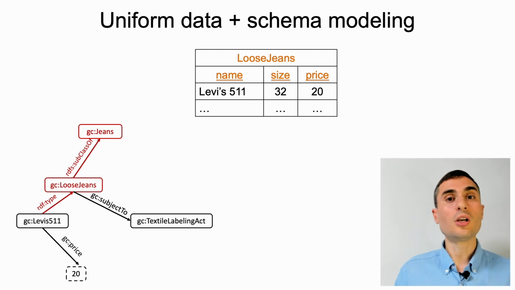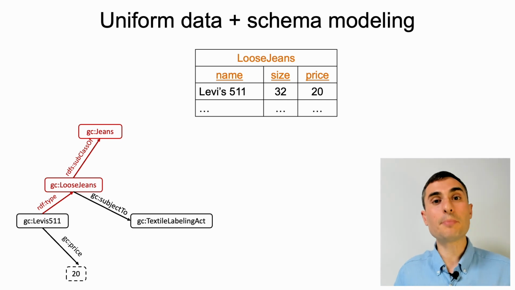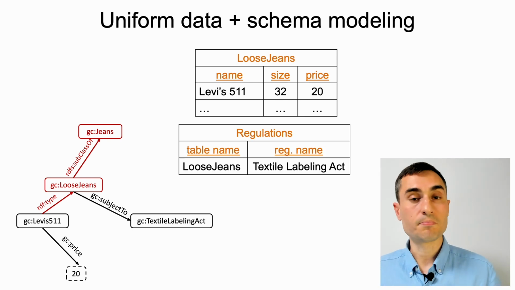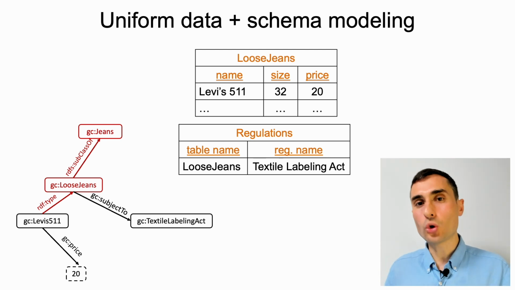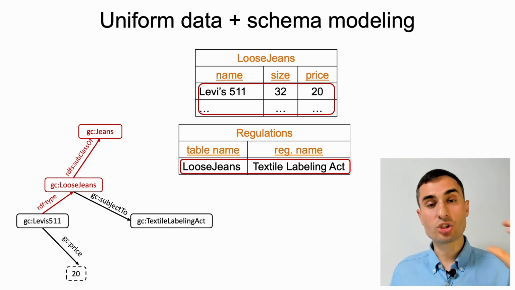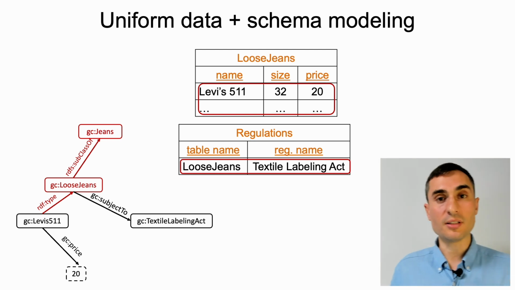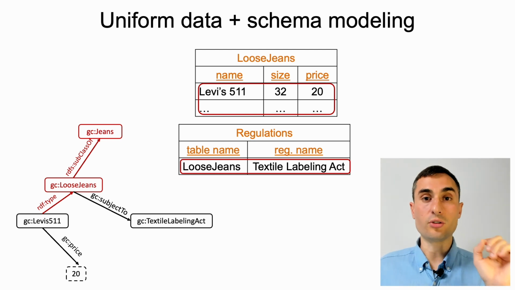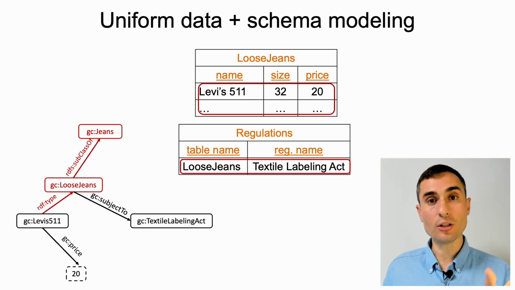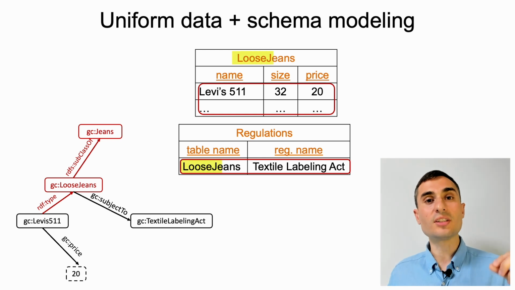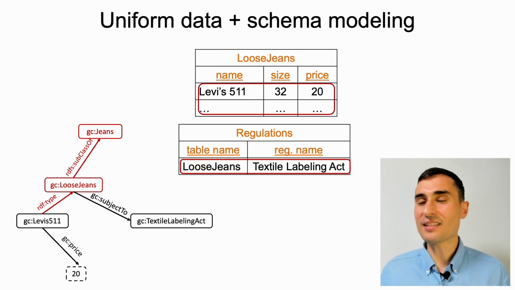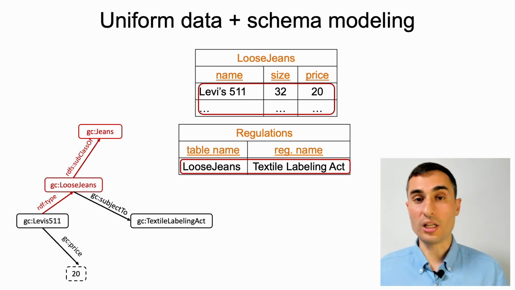You could, of course, model loose genes as a tuple in a separate table, say called regulations, with the tuple loose genes, Textile Labeling Act. But then you couldn't join or connect this information with the tuples under the loose genes table. Notice that the tuples, for example, Levi's 511, 3220, have no common values with the tuple loose genes, Textile Labeling Act. The common value is with the table name of the tuple Levi's 511, 3220, but that's not a way to join records in relational modeling.